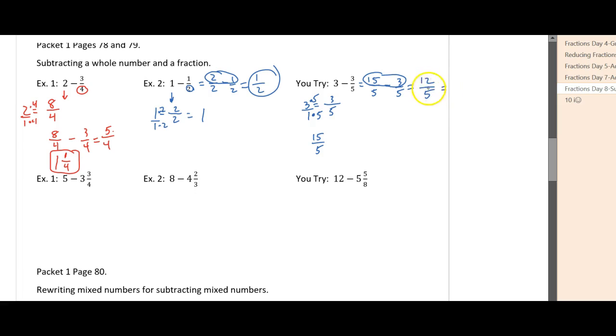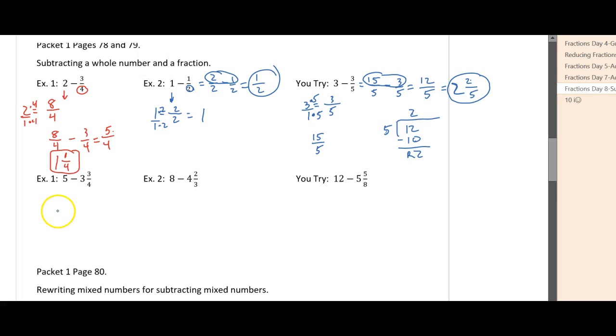And now, change this improper fraction to a mixed number. 5 goes into 12 2 whole times, right? 2 times 5 is 10, so I have 2 left over out of 5. All right, if you do the box method to convert that, 5 goes into 12 2 times. 2 times 5 is 10. 12 minus 10 is 2. That's your remainder, so it's 2 and 2/5. Okay?